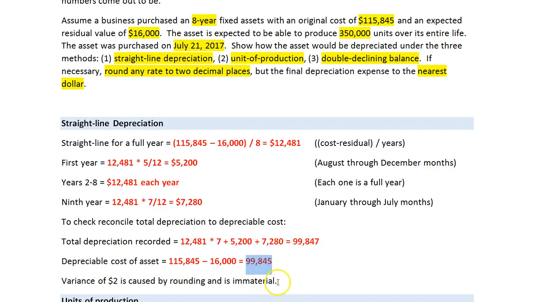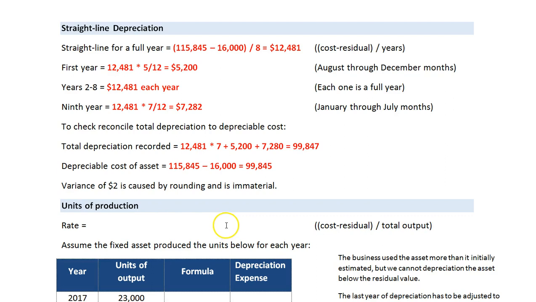And you see the work we did is off by $2. That's just because of rounding. Again, it's immaterial. We're not going to care about the $2. Realistically, they just might add the $2 to the 9th year and consider it done, right? That way it ties perfectly.